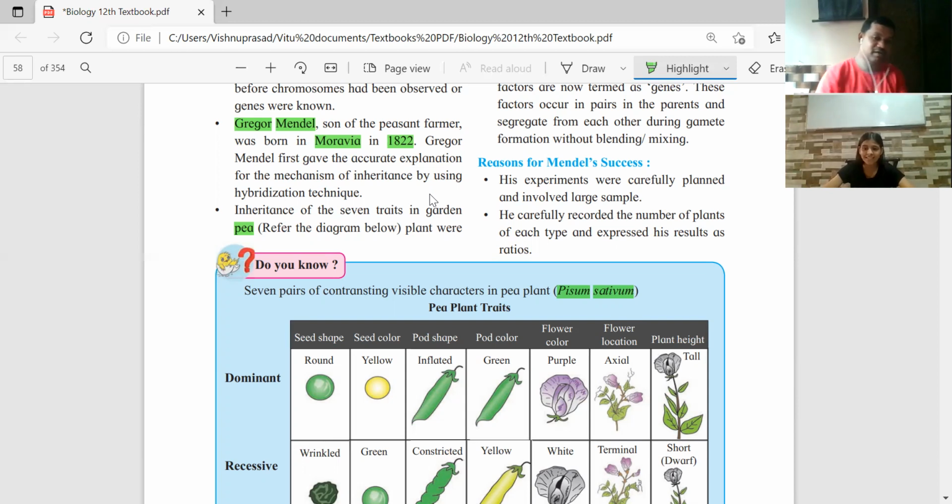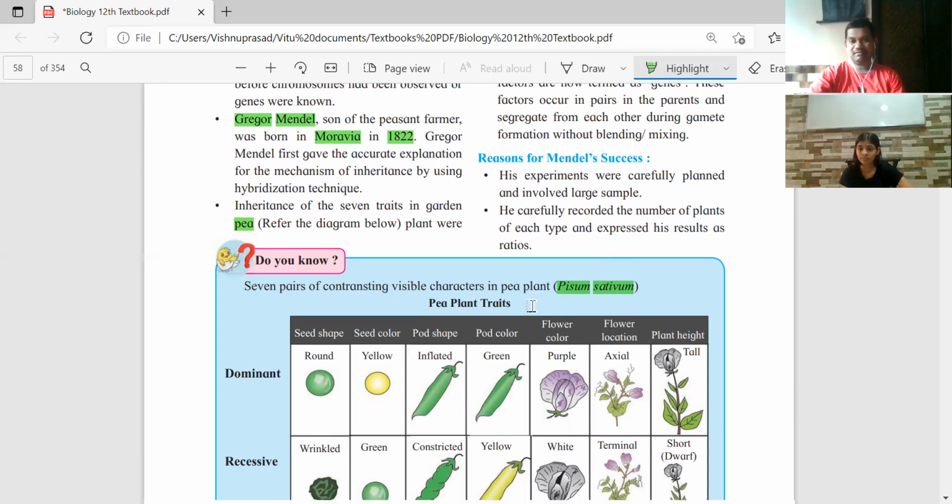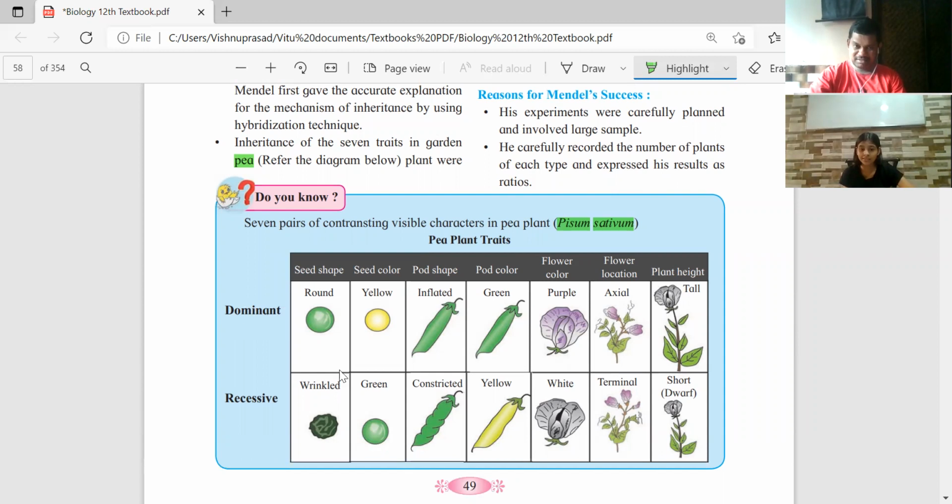Yes. And the most important reason why Mendel selected the pea plant was that on the pea plant there are many characters which are very prominent and very clearly visible. Characters? Yes, see this table. There are certain characters on the pea plant which are commonly observed, easy to observe, and can be easily studied. There are 7 different characters which Mendel observed on the pea plant, and each of the characters had 2 contrasting forms.